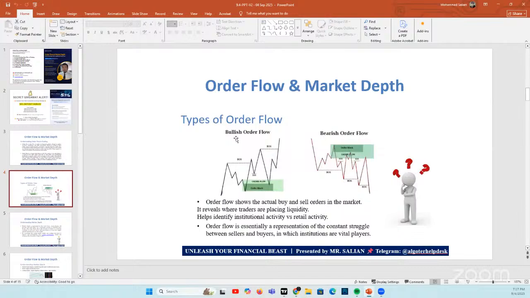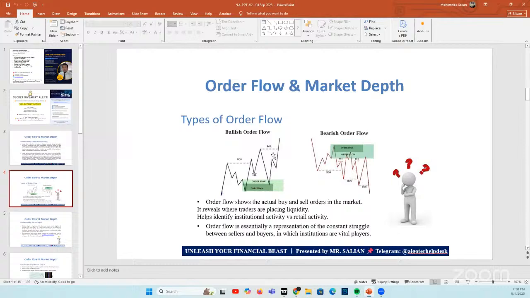Okay, types of order flow: bullish order flow and bearish order flow. As you can see here, price is making a higher high, and then there's a pullback, and then a break of structure, right? BOS. I told you that when there's a break of structure, there's always a pullback. But price doesn't just go in an equal length of pullback.